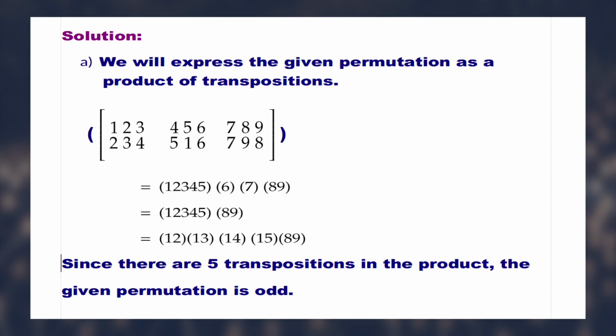So, this cycle will be converted as the transpositions. The cycle 1, 2, 3, 4, 5 will be converted as the transpositions. How? The cycle 1, 2, the cycle 1, 3, the cycle 1, 4 and the cycle 1, 5. Already we have the cycle 8, 9. Since there are 5 transpositions in the product, the given permutation is odd.